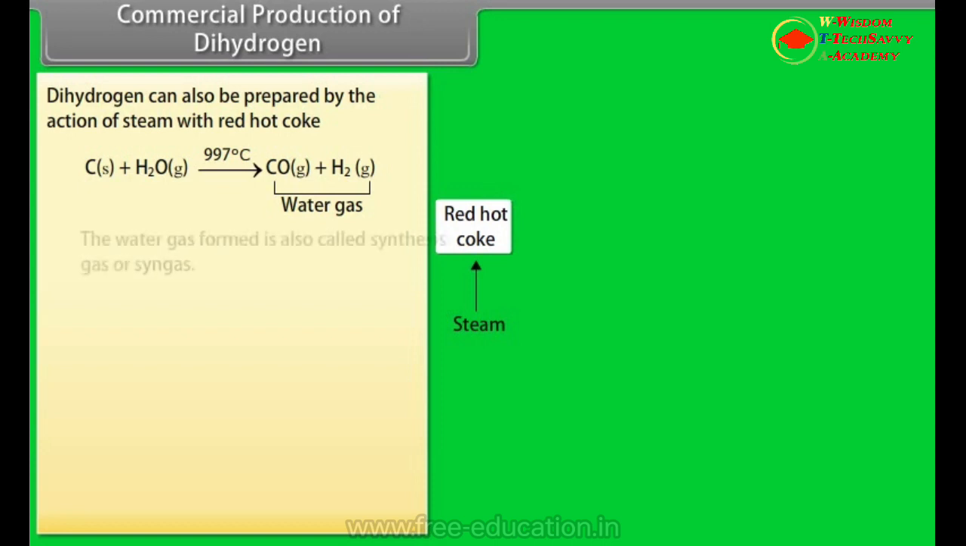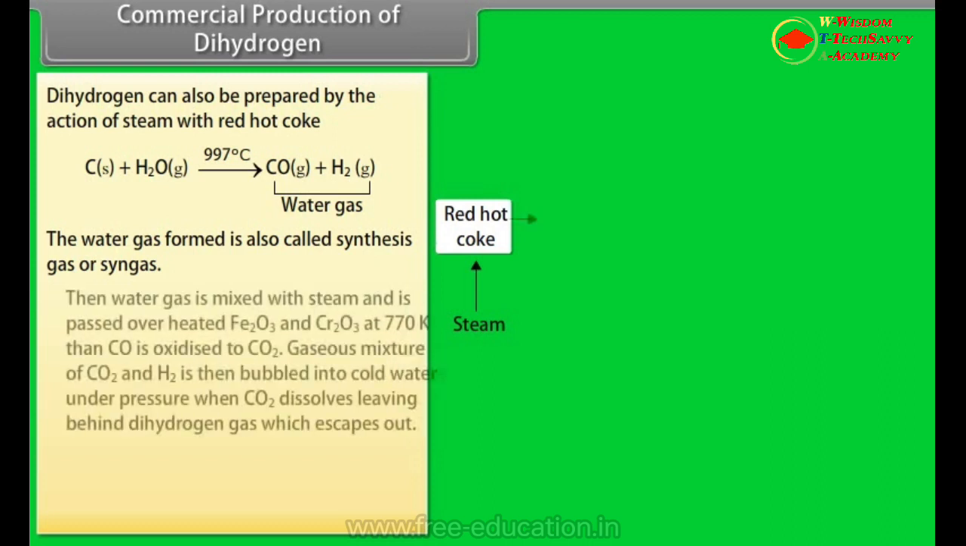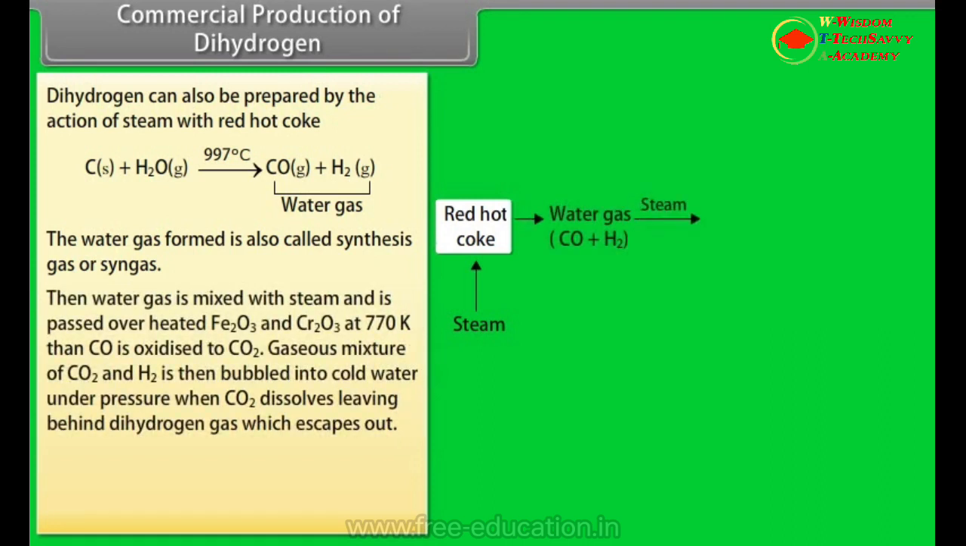Commercial production of dihydrogen. Dihydrogen can be prepared by the action of steam with red hot coke as given below. The water gas formed is also called synthesis gas or syngas.